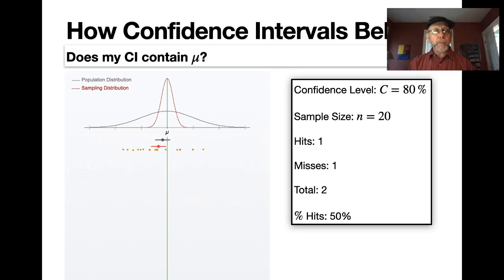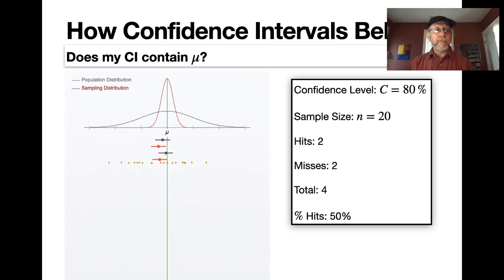If we continue this process, we'll see that hit rate start to settle down after many confidence intervals towards our confidence level, which is 80%. So let me just click through a few of these. Here's our third interval. It wound up containing mu. So now we've got 2 out of 3 hits, or 67%.